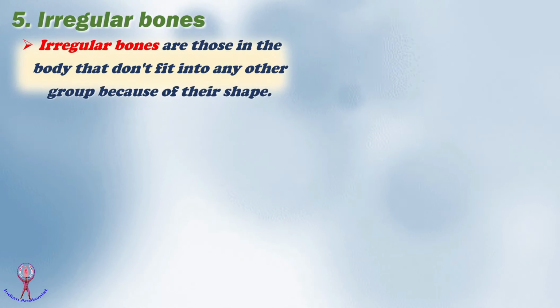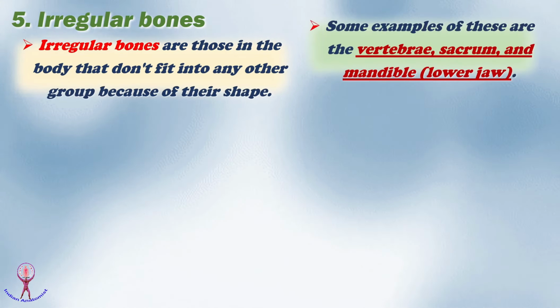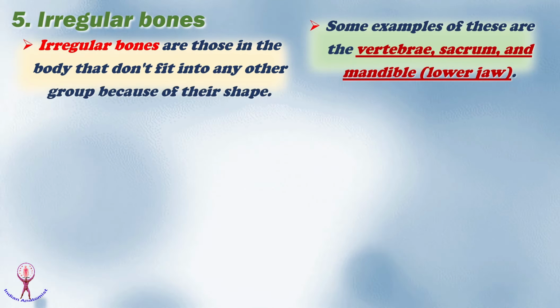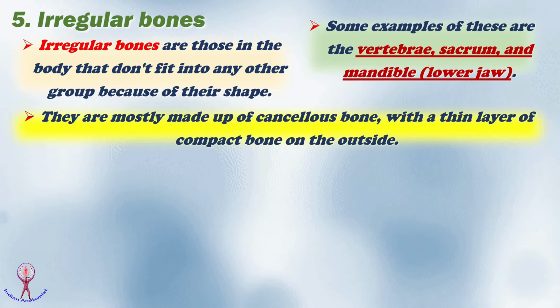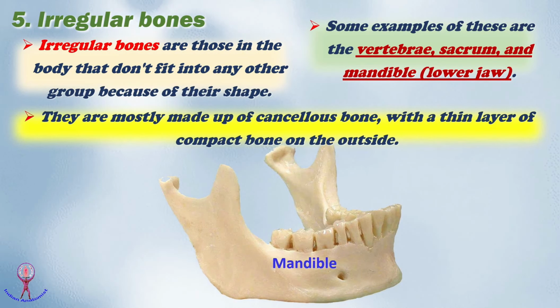Now, what are irregular bones? Irregular bones are those in the body that do not fit into any other group because of their variable shape. Some examples of these are the vertebrae, sacrum, and mandible or lower jaw. They are mostly made up of cancellous bone in the middle, with a thin layer of compact bone on the outside. What are pneumatic bones?